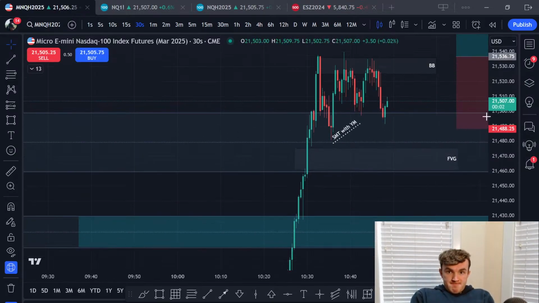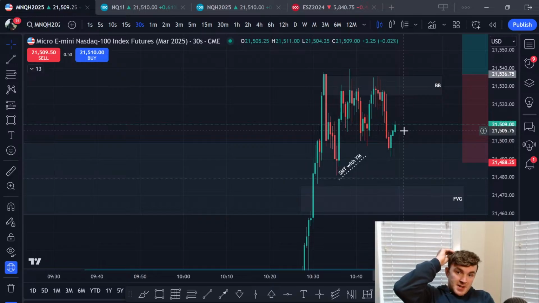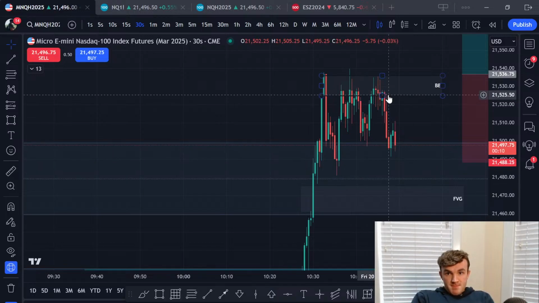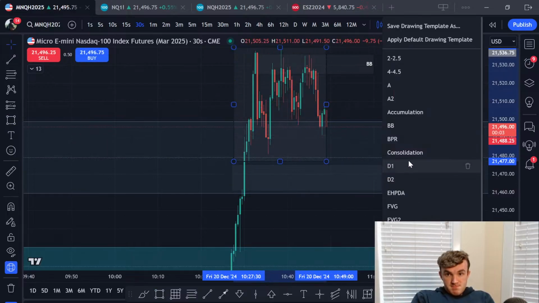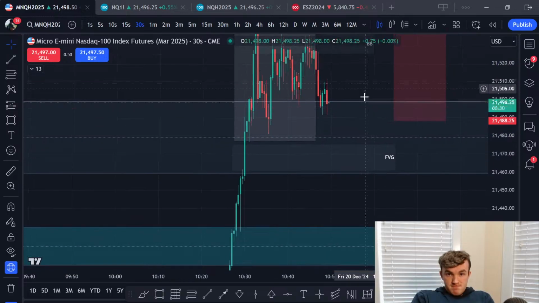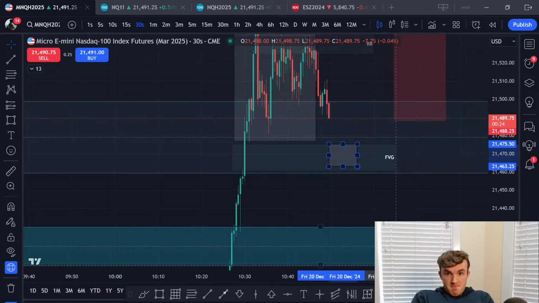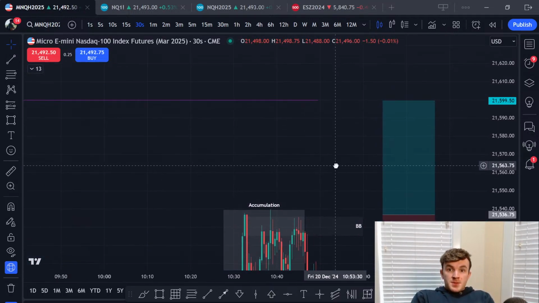Hmm. 1 minute until the macro. Maybe this macro is just not going to do anything. I mean, this could be low time frame AMD. Distribution to this high.